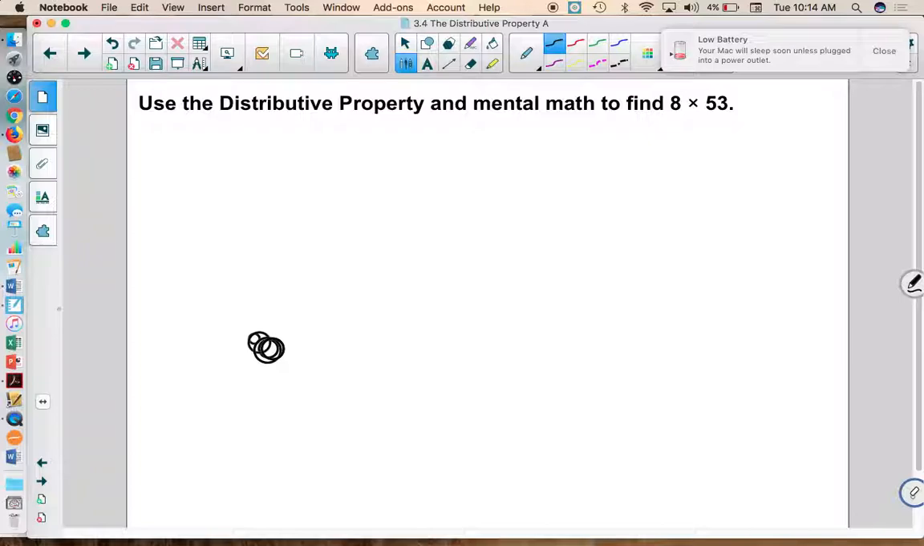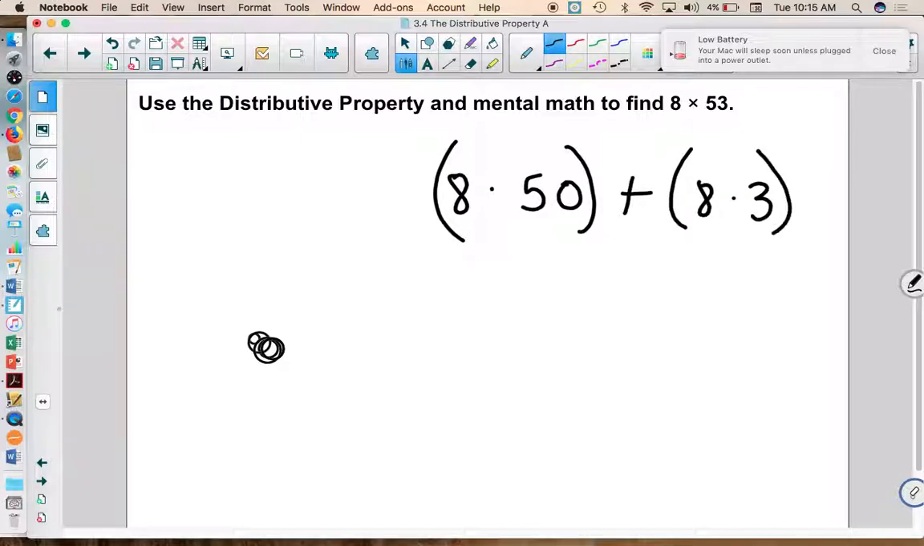So, if I'm going to use distributive property, somebody tell me, what am I going to multiply and then add together? What would I multiply? How am I going to break it up? 8 times 50 plus 8 times 3. Okay? And if I'm doing it in my head, well, 8 times 50, what's 8 times 5?